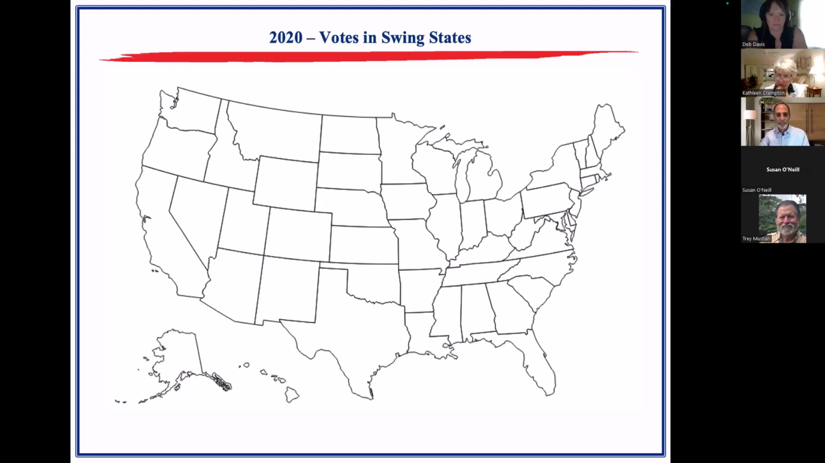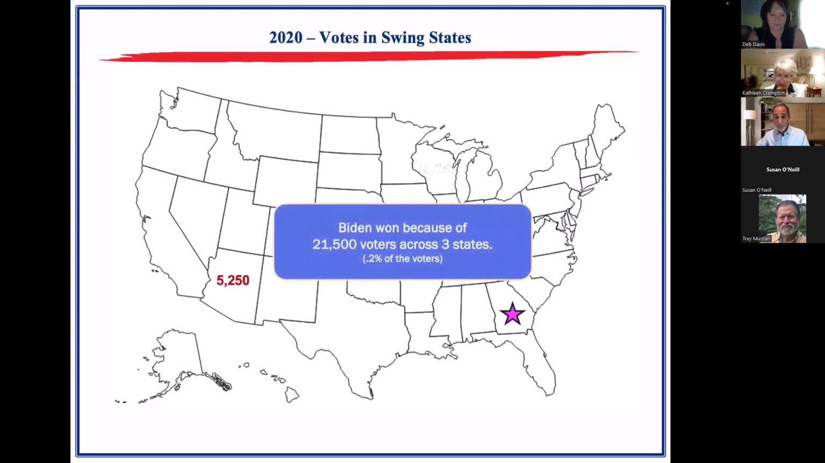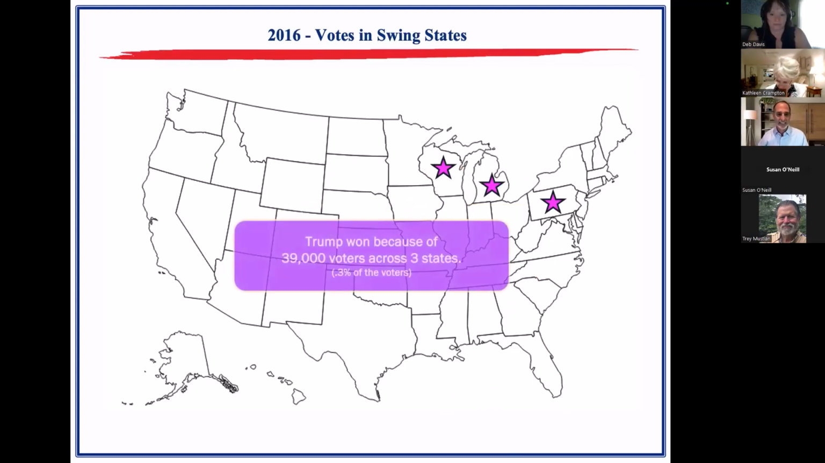If you look at 2020, Biden won because of 21,500 voters across 3 states. That's it. It's 0.2% of the voters in those 3 states. Had they voted for Trump instead of Biden, Trump would have been the president. So despite the fact that Biden won by 7 million votes, he won because of those 21,500 voters. And if we go back to 2016, Trump won because of 39,000 voters across these 3 states. That's 0.3% of the voters in those 3 states. Despite the fact that Clinton won by 3 million votes across the country, Trump won because of 39,000 votes.